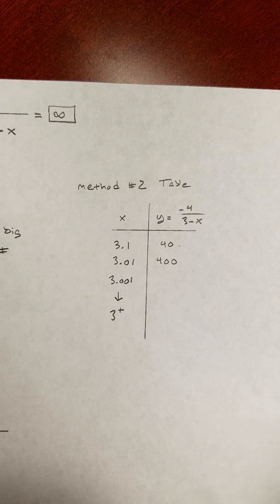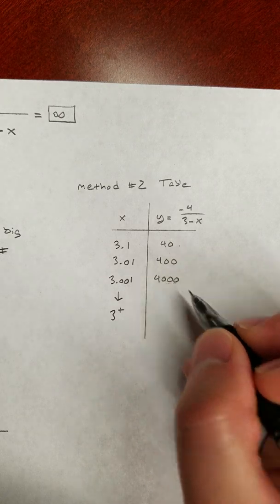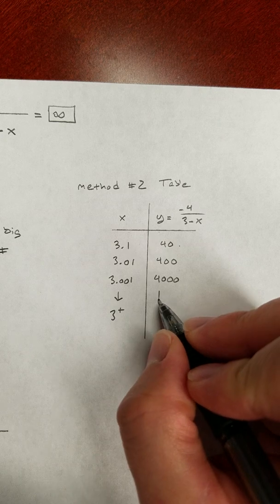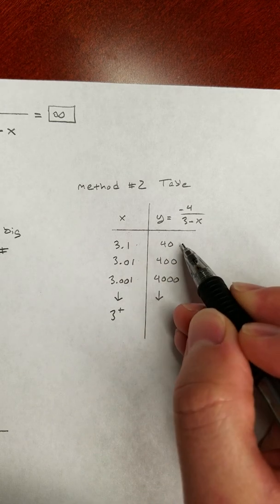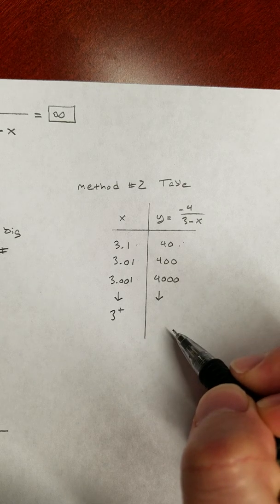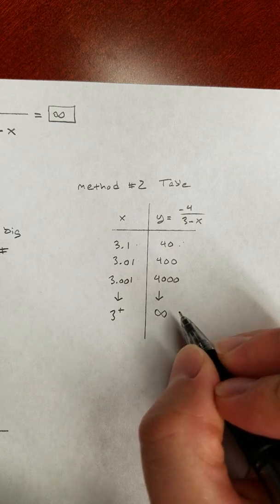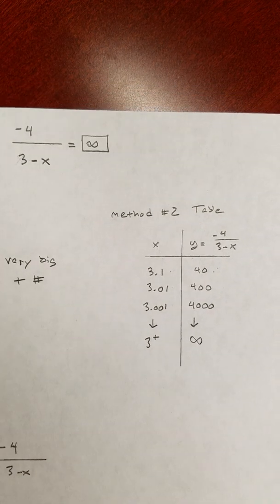So last one, this will be 4,000. All right? But you do the calculations and you get your numbers and you see the pattern here. The closer this is to 3, the larger that is. How large? No ceiling to how large. Goes to infinity. Okay?